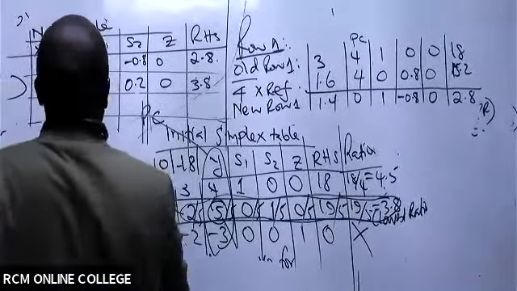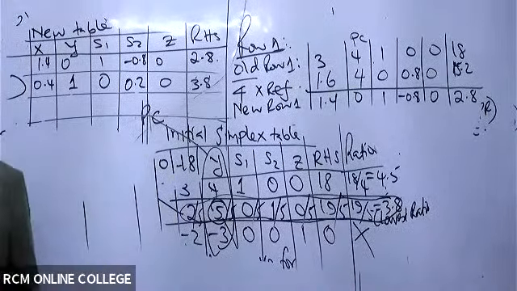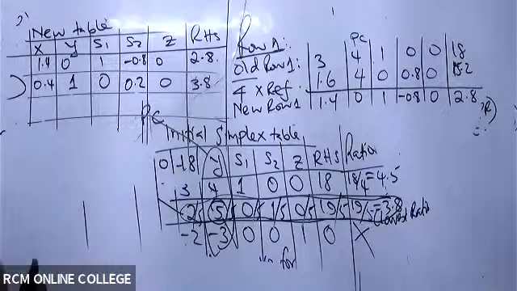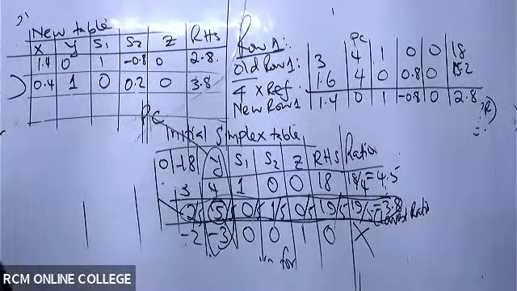Yeah. So how about row 3? The new row 3. Is there someone who can do new row 3 for us? Anybody who can try new row 3?